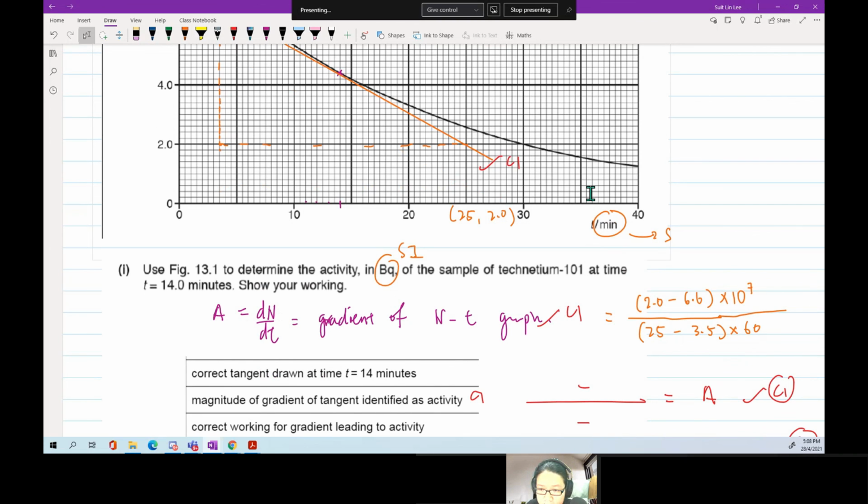Let me press my calculator. So 2.0 minus 6.6 times 1E7, divided by 25 minus 3.5, by 60. Okay, so what I got is negative 3.565857, 1, 2, 3, 4 times 10 to the power of 4.